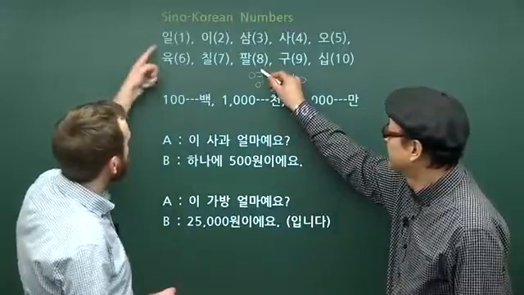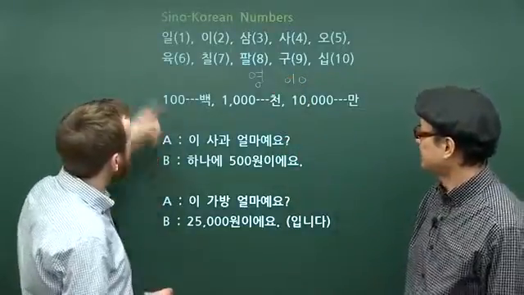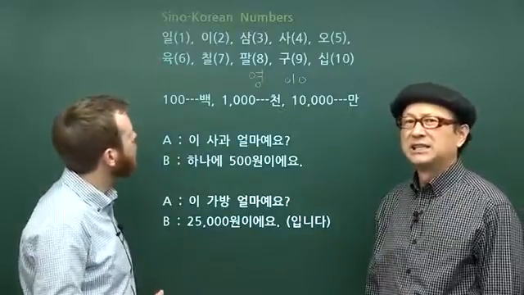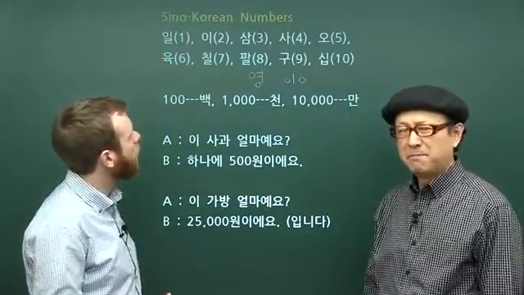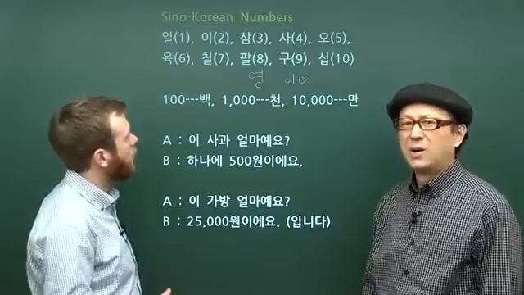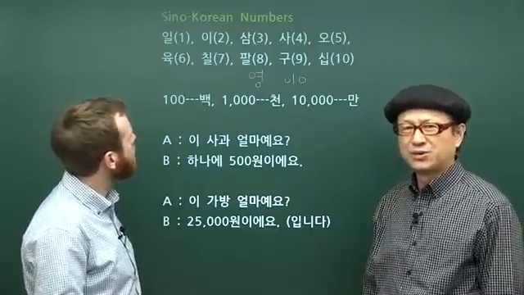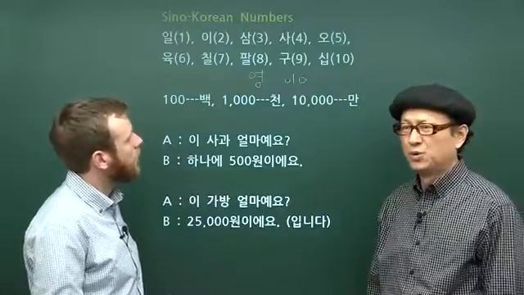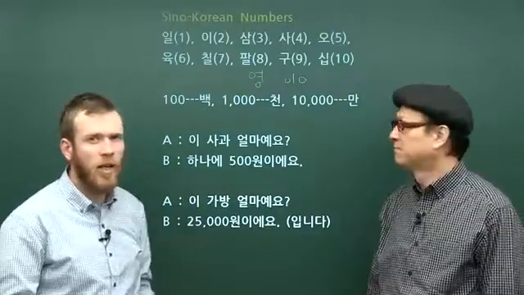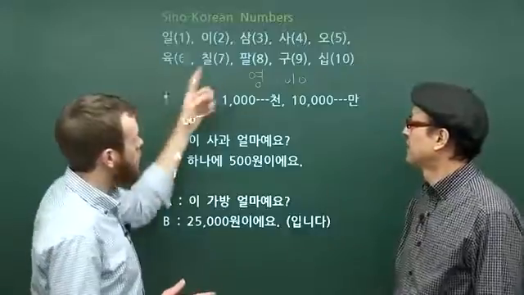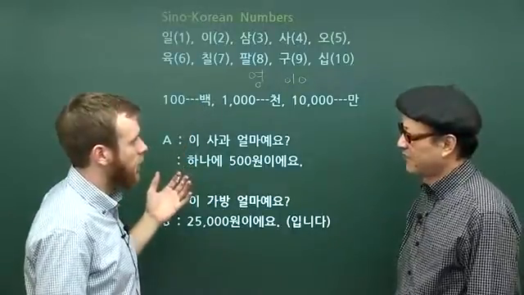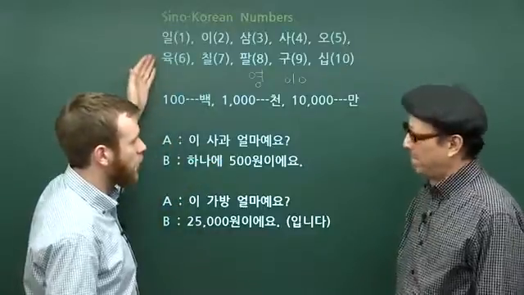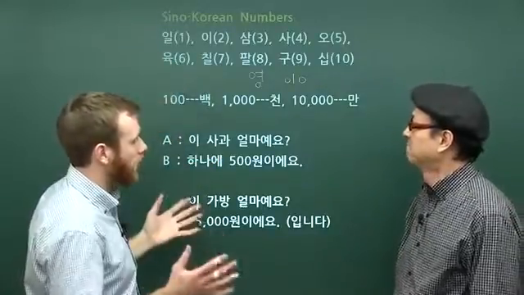So we can go back to 1 to 10. Should we go through these one more time? Okay, so number 1, 2, 3, 4, 5, 6, 7, 8, 9, 10. Now once students have learned 1 to 10, it gets easier, right? So from 1 to 100, we just need to know 1 to 10 to build the other numbers.